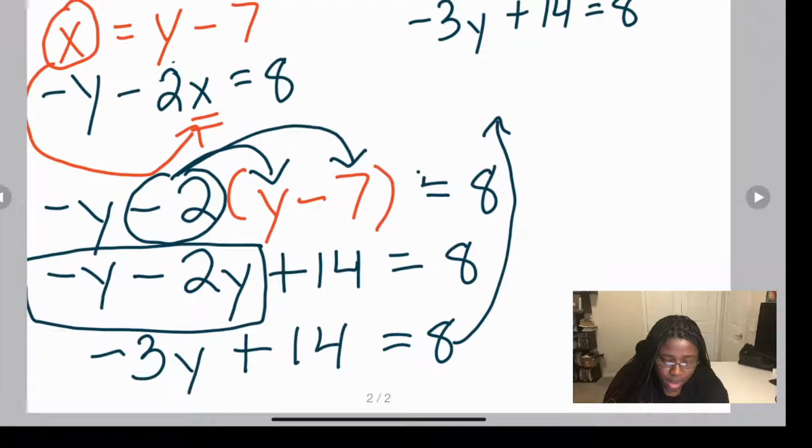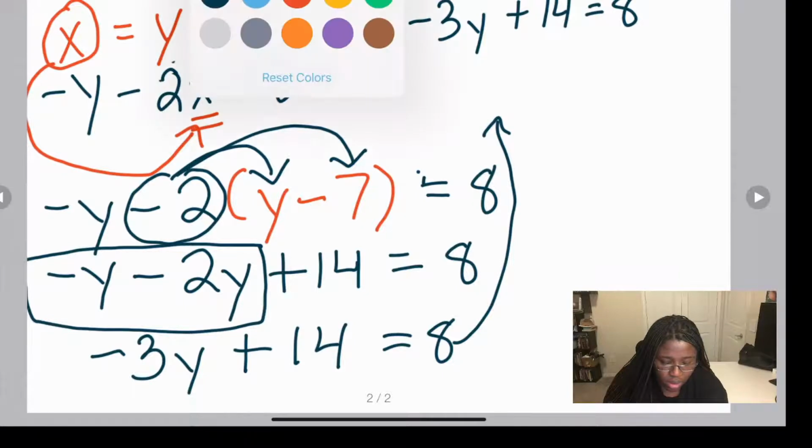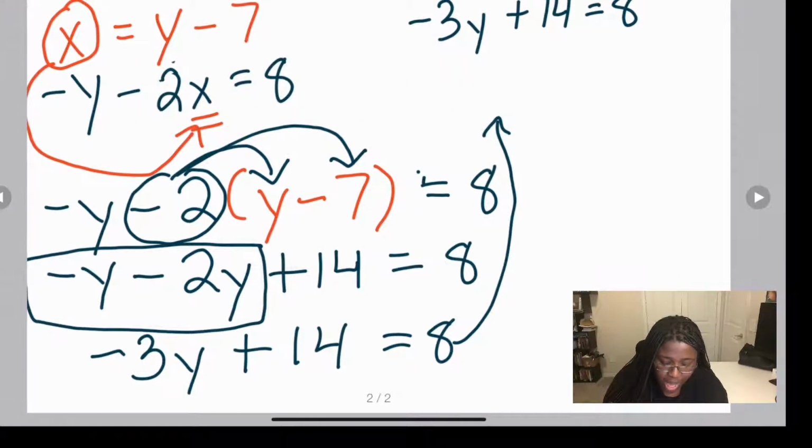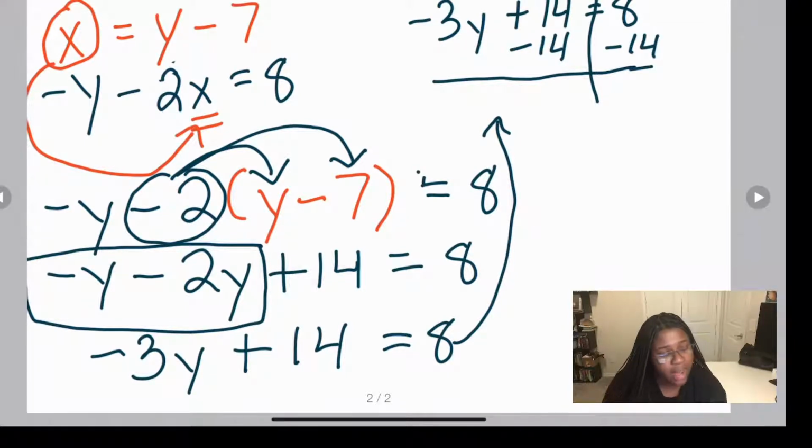So now I'm going to move some stuff around. I want to get my y by itself. So I'm going to subtract 14. Whenever you want to get a variable by itself, you have to undo. So I'm going to undo this 14 by subtracting it. Whatever you do on one side of the equal sign, you have to do on the other. So 8 minus 14 is negative 6. This goes away because 14 plus negative 14 is 0.